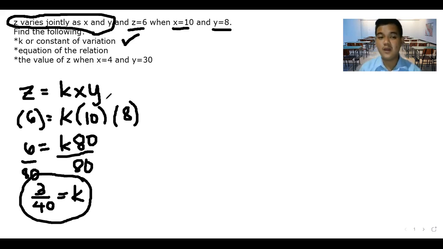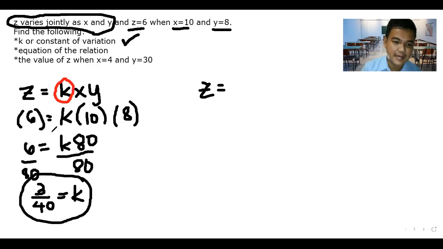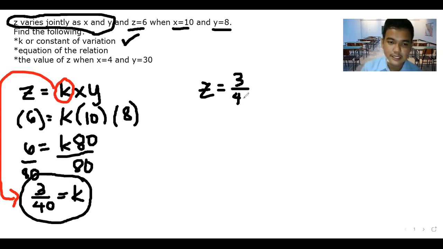When asked to find the equation, you just need to substitute the value of your k. Replace the given k here with it. So therefore, your equation will be z is equals to 3 over 40 times x times y. Okay, this is now the second solution. That is the equation of the relation.